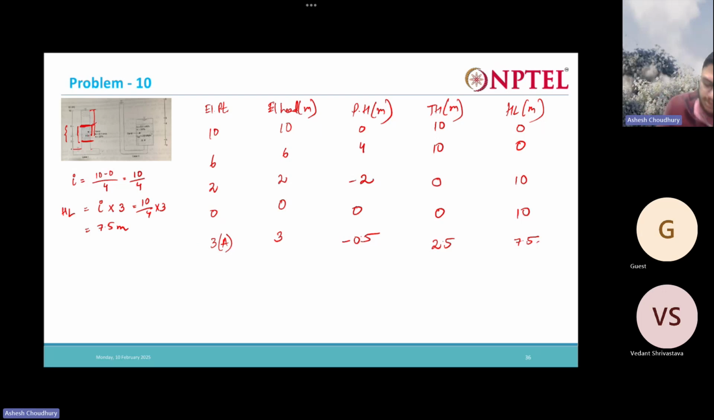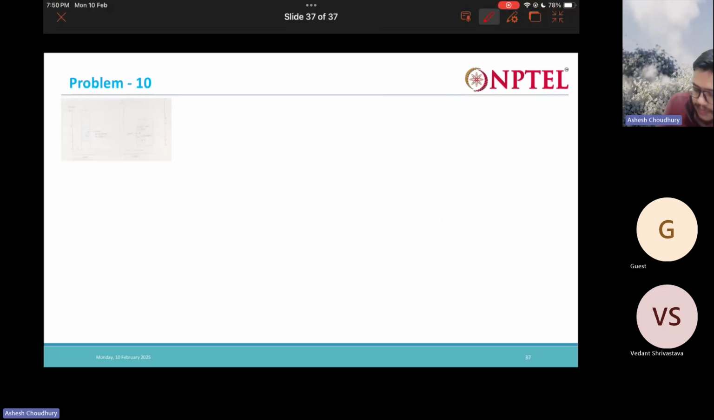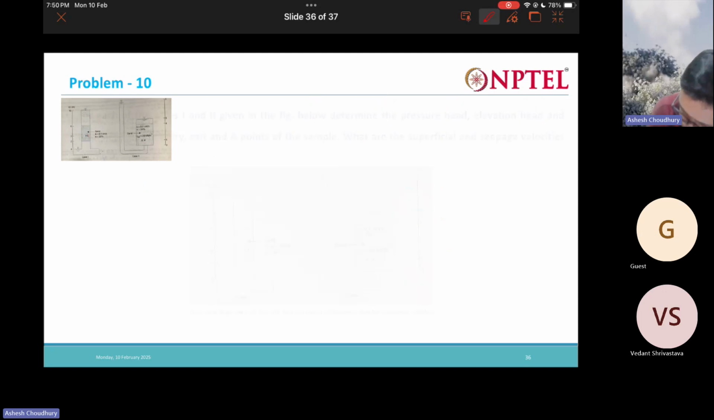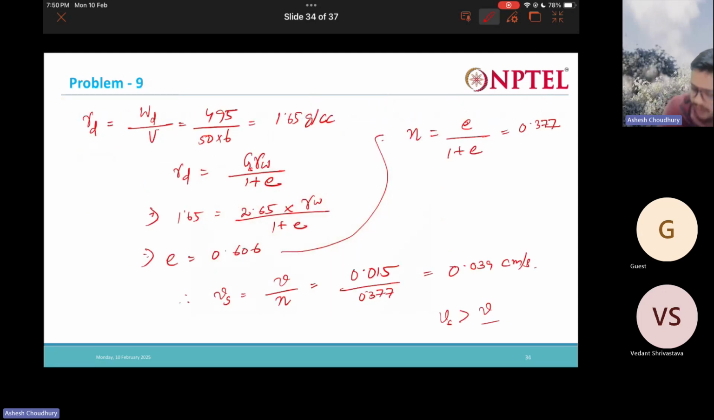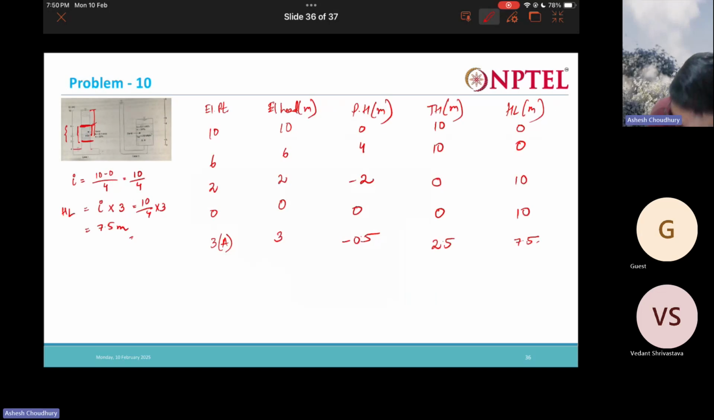The head loss we calculated first. From 10, the head becomes 7.5 lost, so the total head should obviously be 2.5, so that head loss becomes 7.5 here. And if the total head has to be 2.5, the pressure head has to be minus 0.5. Okay, you understand?